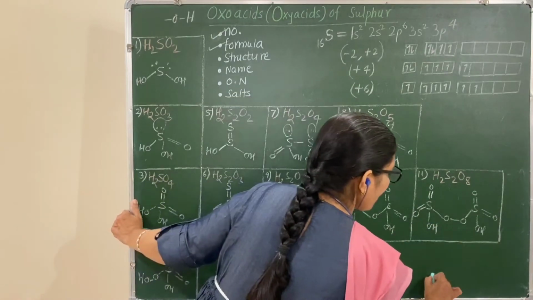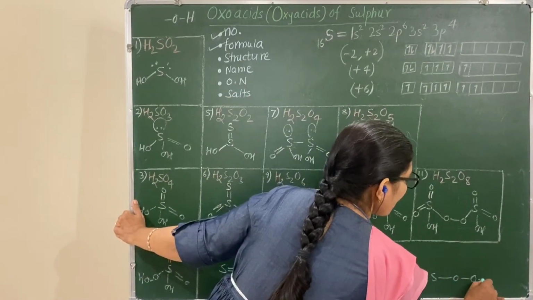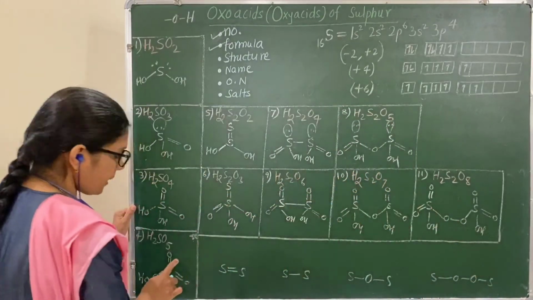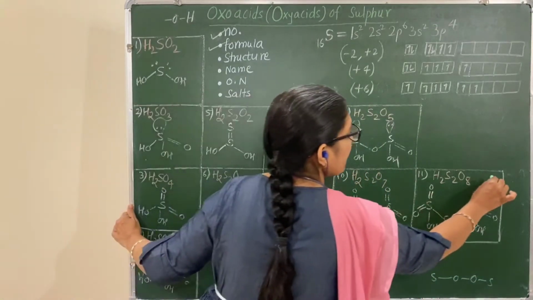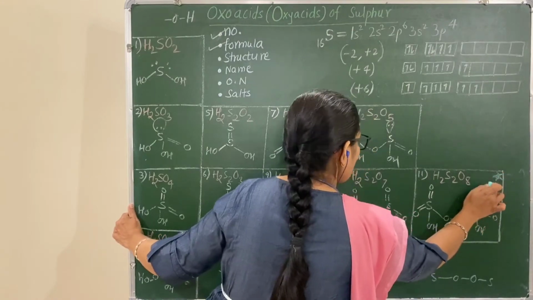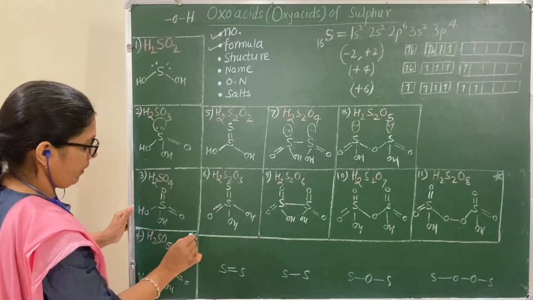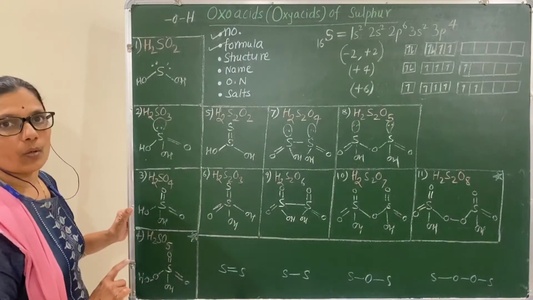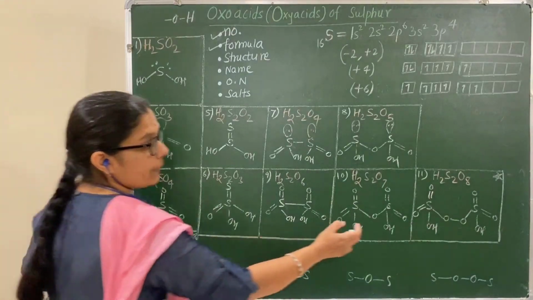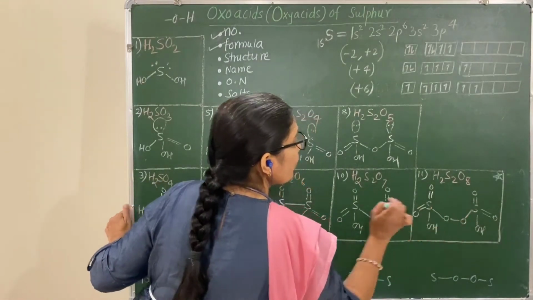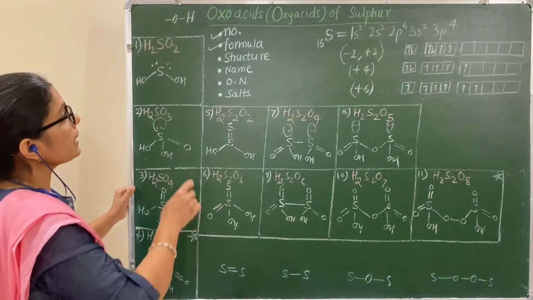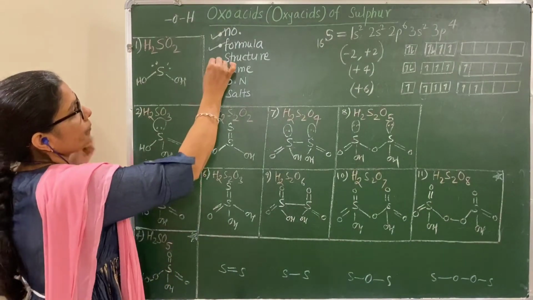And in this structure, peroxide linkage. In this structure and in this structure, peroxide linkage is present. Remember this one, this and this one, O, O, peroxide. That peroxide linkage is present between two sulfur. Okay, next, structure is over.